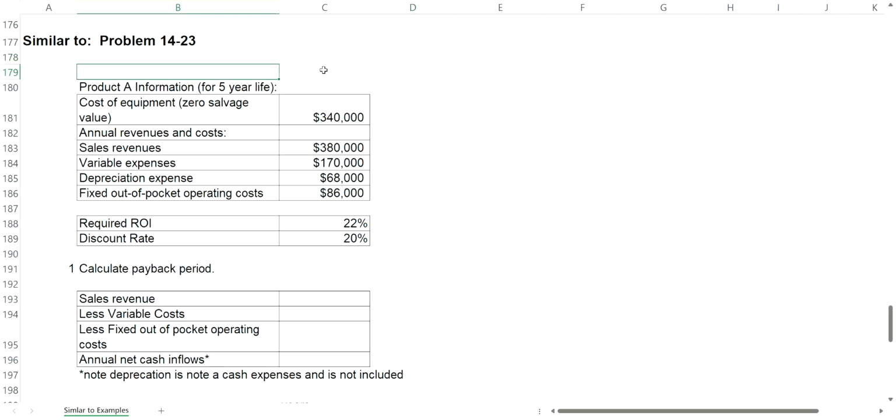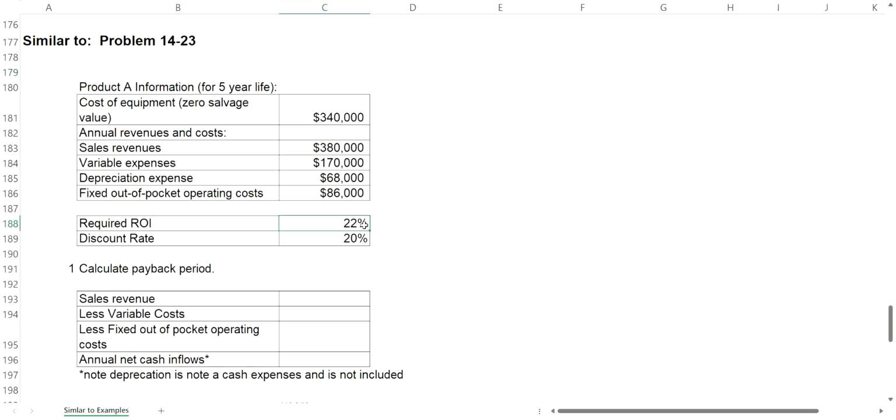Okay, let's take a look at a problem similar to problem 14-23, where we're going to combine several of the concepts that we have learned to date. Assume that product A has a 5-year life. The machinery costs $340,000 with a 0 salvage value. Annual sales are $380,000. Annual variable costs are $170,000. Depreciation is $68,000 per year, but keep in mind that depreciation is a non-cash expense. It's a sunk cost. And fixed costs are $86,000 per year.